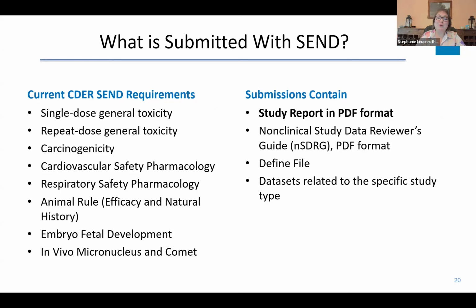So that information should be included in another PDF document called the Non-Clinical Study Data Reviewer's Guide, or the NSDRG. So we have the study report PDF, we have the Non-Clinical Study Data Reviewer's Guide in PDF format, and then we have the actual data set files by domain, as well as the overarching define file, which gives a lot of information collectively about the data sets that are being submitted. So there's a lot that's coming through with just one single study report if it carries that SEND requirement.